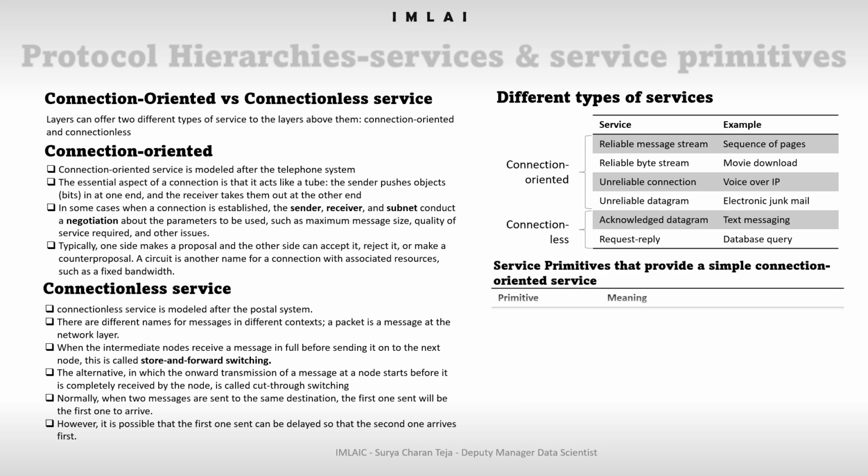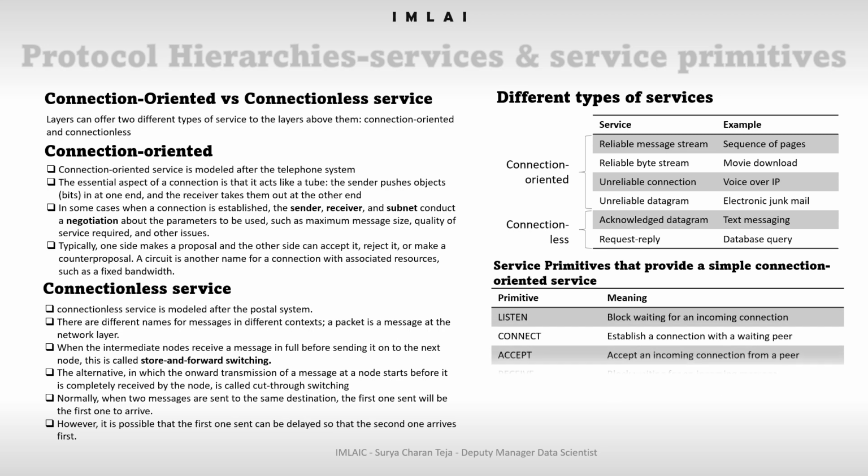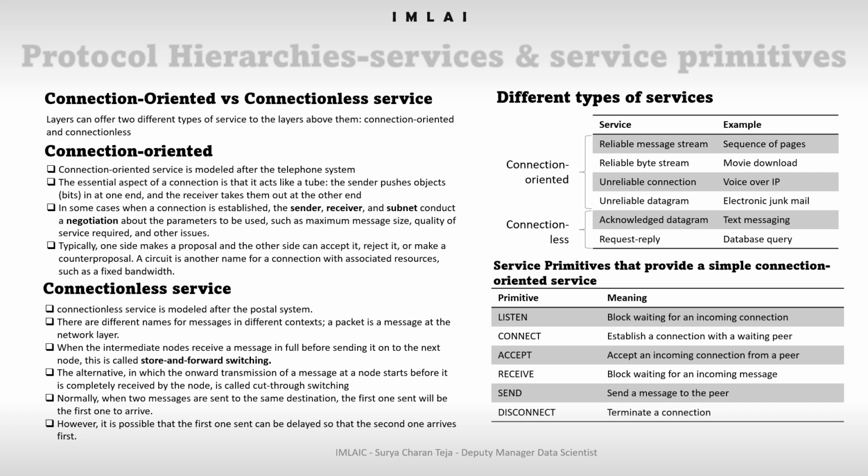So a service is formally specified by a set of primitives or operations. A primitive is nothing but an operation available to user processes to access the service. These primitives tell the service to perform some action or report on an action taken by a peer entity. If the protocol stack is located in the operating system, as it often is, the primitives are normally system calls. These calls cause a trap to kernel mode, which then turns control of the machine over to the operating system to send the necessary packets.